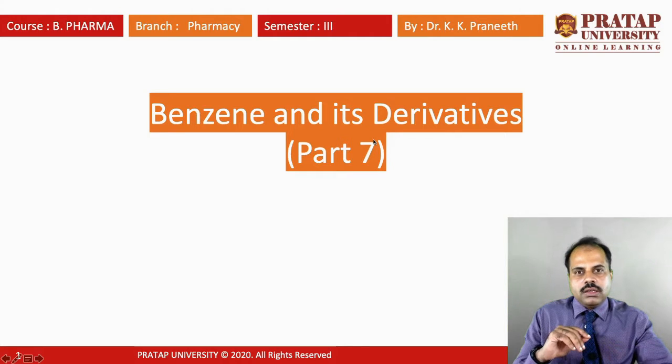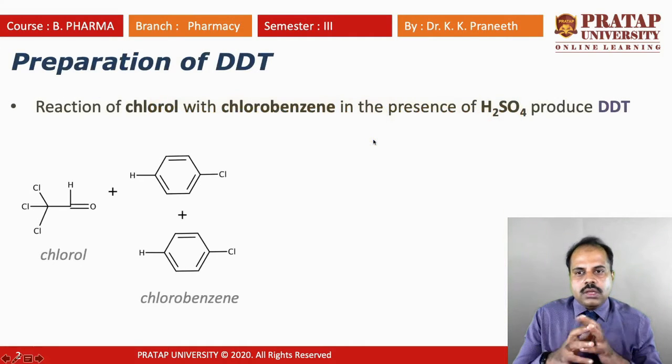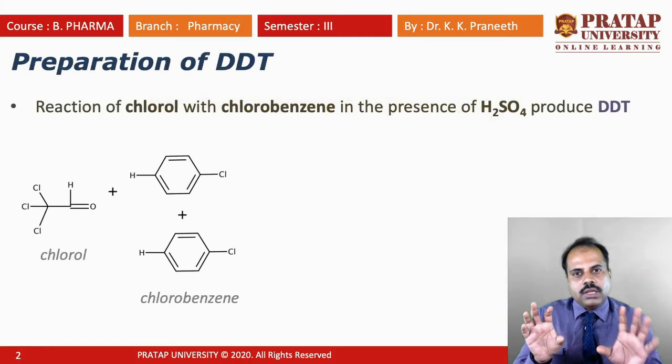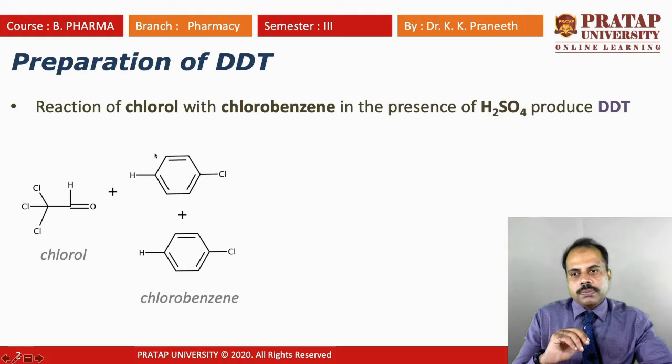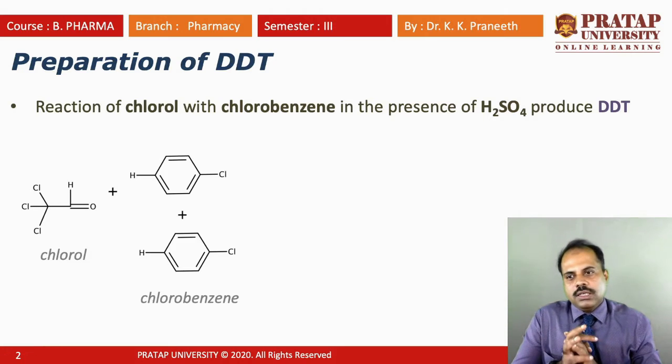So let's see today the preparation of the last class. We have talked about DDT, BHC, chloramine, these four compounds. Let's see the uses and preparation of these four compounds. In the last class we have seen the DDT structure and uses, right? So today we will see about the preparation, how to make DDT.